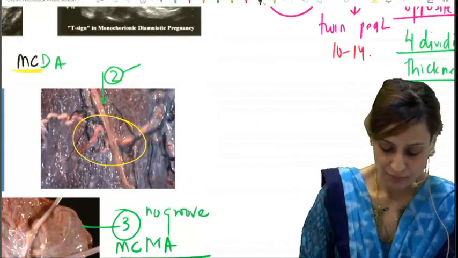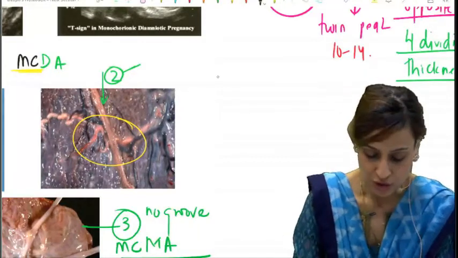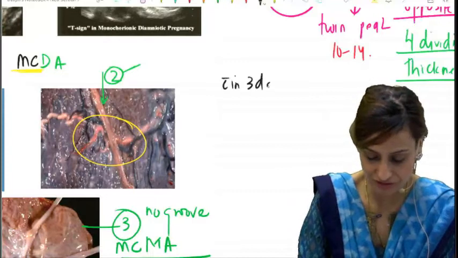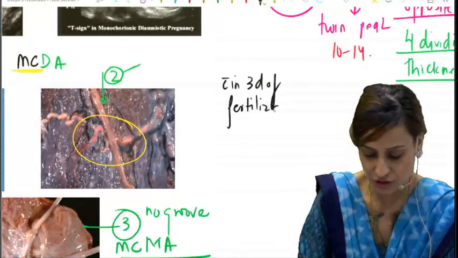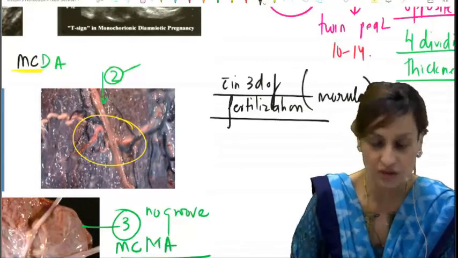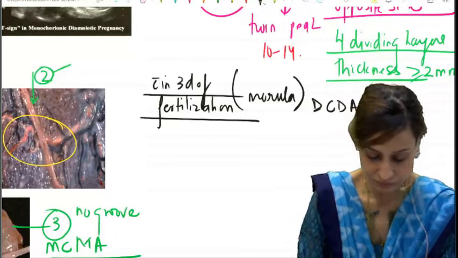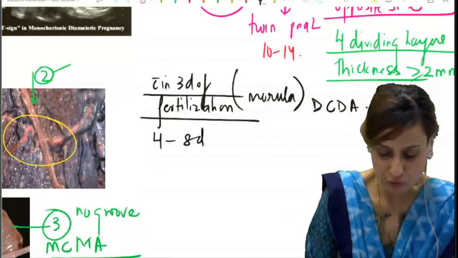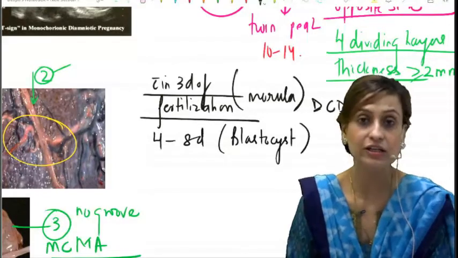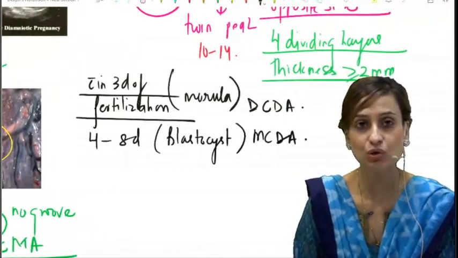Also, please remember that the same thing can again be asked in a third format, which is the timing of cell division. So if the conceptus divides within 3 days of fertilization, which means in the stage of morula, then the type of twins formed are dichorionic and diamniotic. If the division takes place between the 4th and the 8th day, which is in the stage of blastocyst, then it is going to be monochorionic and diamniotic.